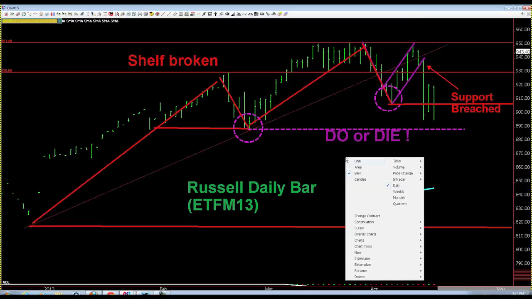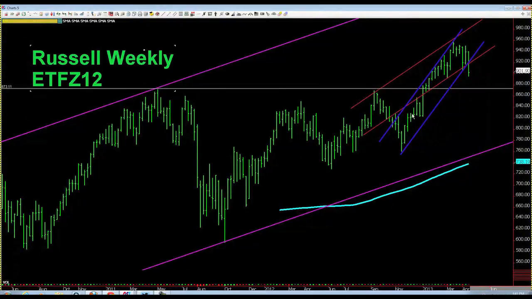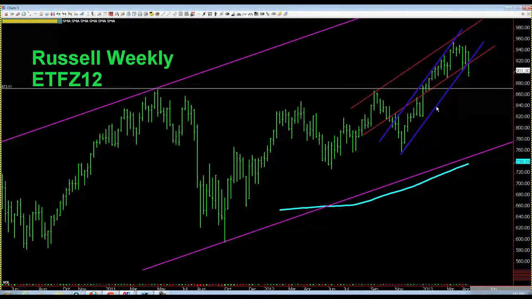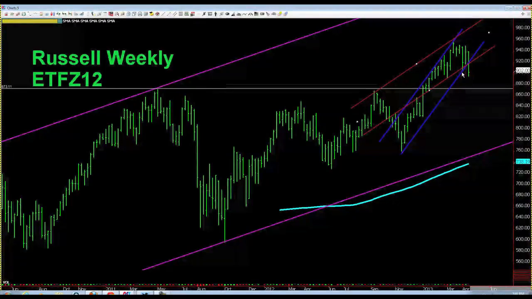Now let's look forward. There's more. Russell on the weekly. Look, it has broken 2 of these wonderfully holding parallel channels. 1, 2. First it broke that one.